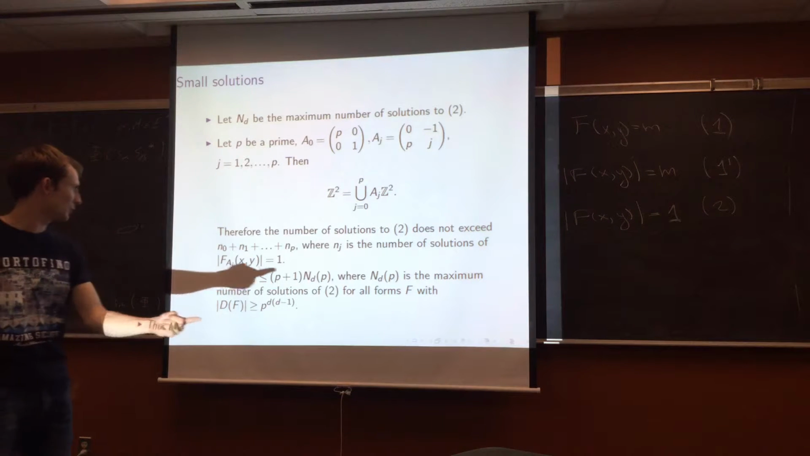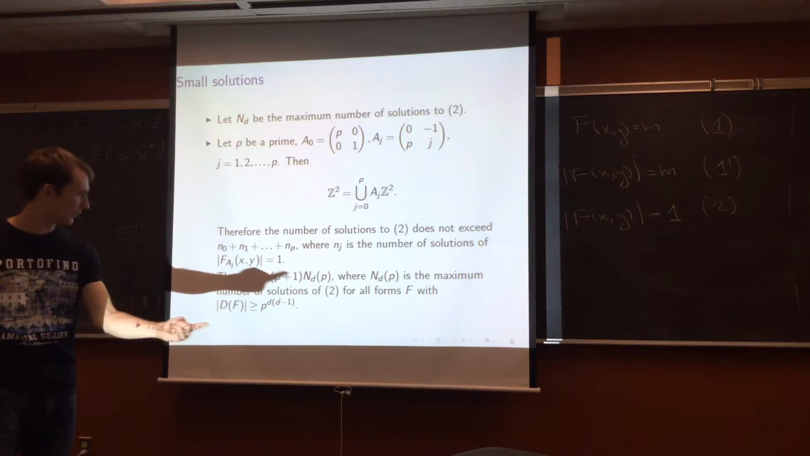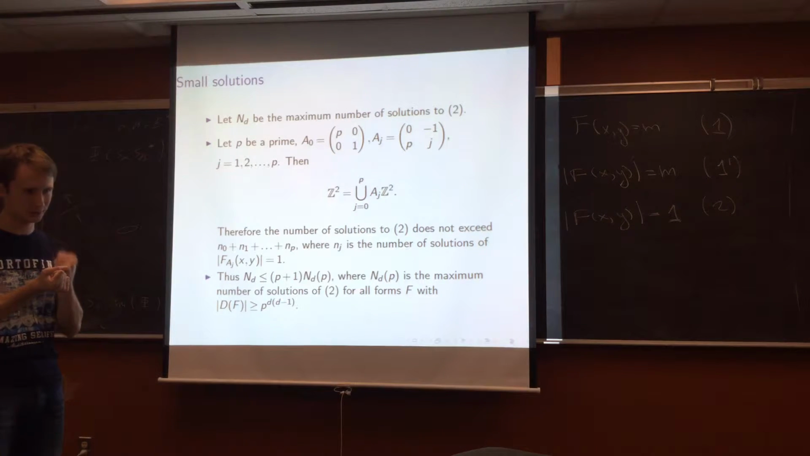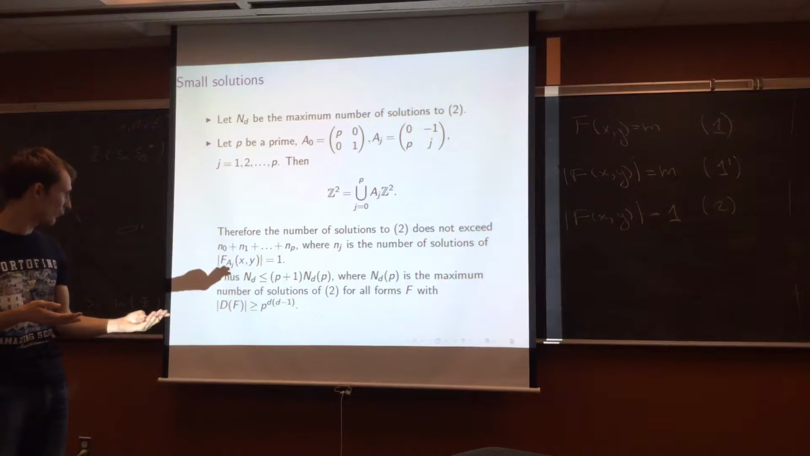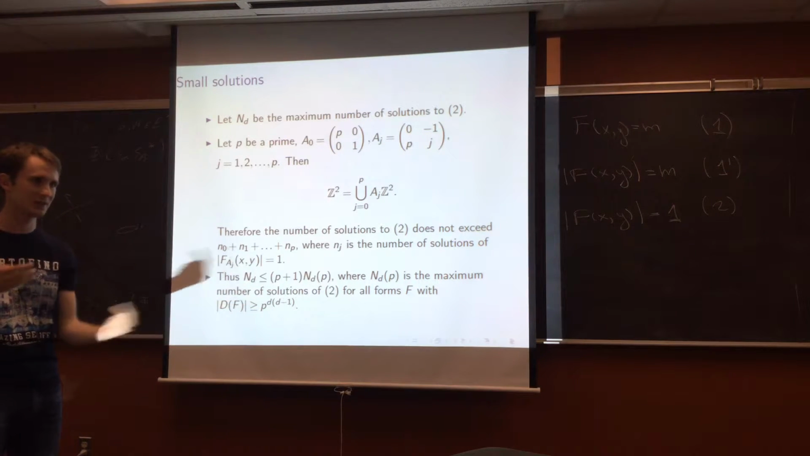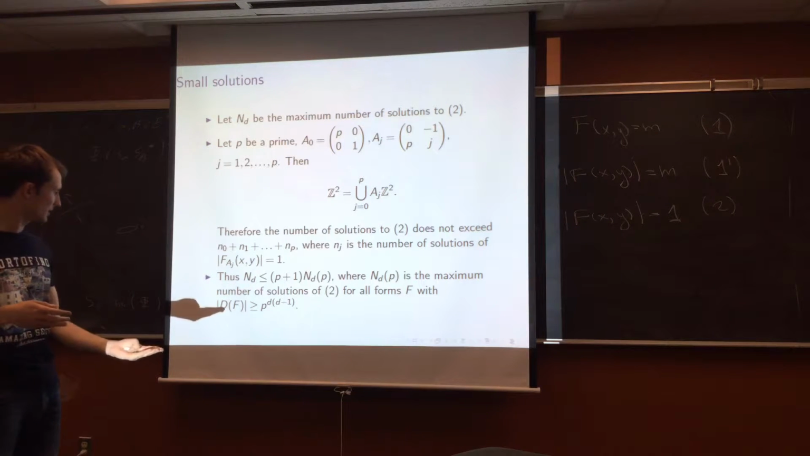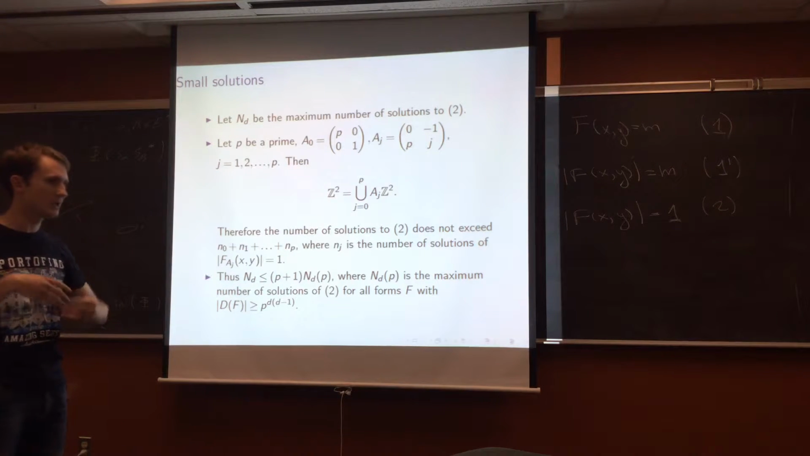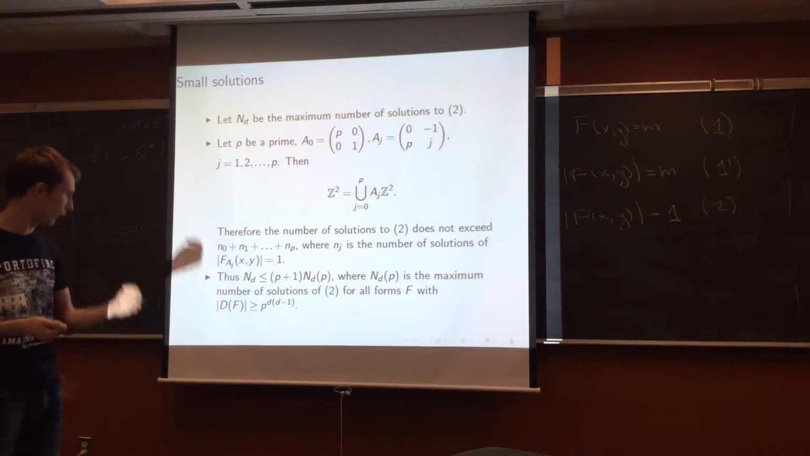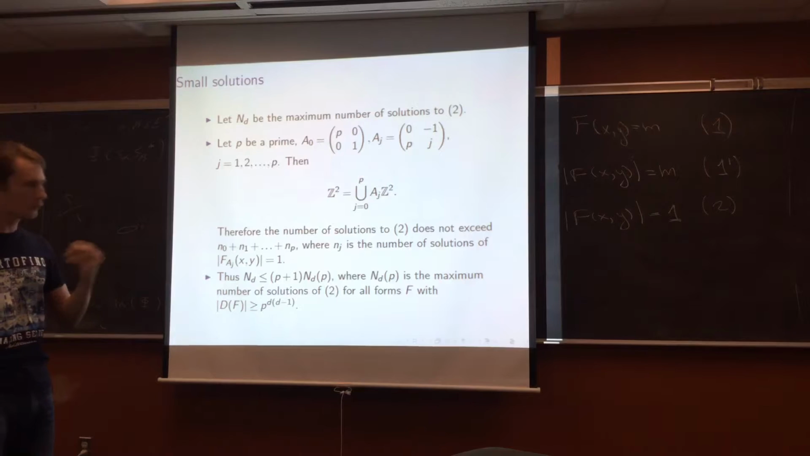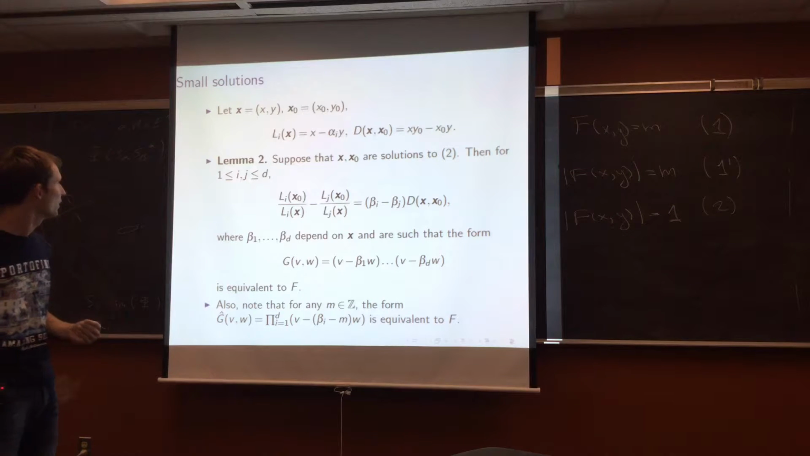And how I'm going to merge it: I'm going to introduce a new constant, ND of P, which asks for the largest number of solutions of equations of this form where the discriminant is larger than P to the power of D times D minus 1. So once again, ND of P is the maximal number of solutions over all forms with the discriminant at least this big. Good? Moving on. Now we're actually going to go into the actual estimates, what they do.